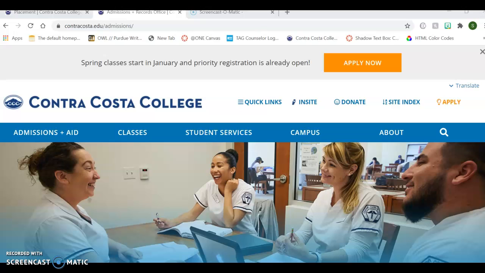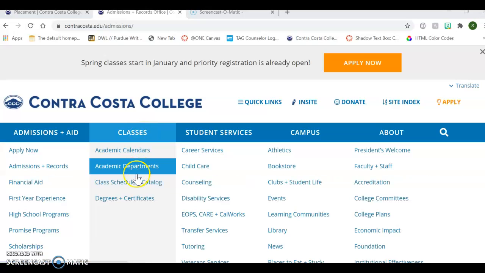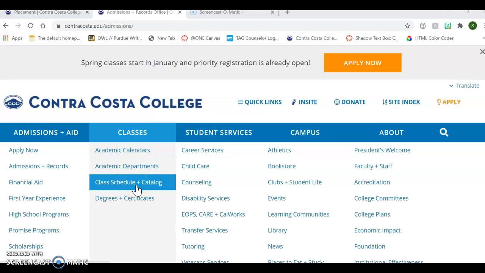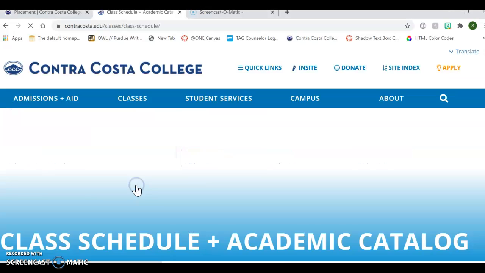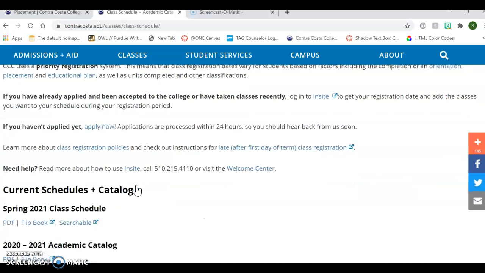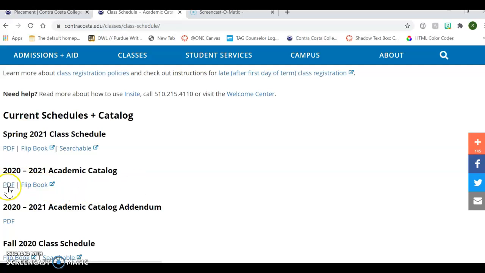Let's dive into using the catalog. So the Contra Costa College catalog is issued every year by the college and is published on our website. It really contains a lot of very helpful information for students, but you don't have to actually go to the bookstore and purchase the book. You can access it right here on the CCC website by selecting Class Schedule and Catalog. I prefer to use the PDF version, but there is also a flipbook version as well.